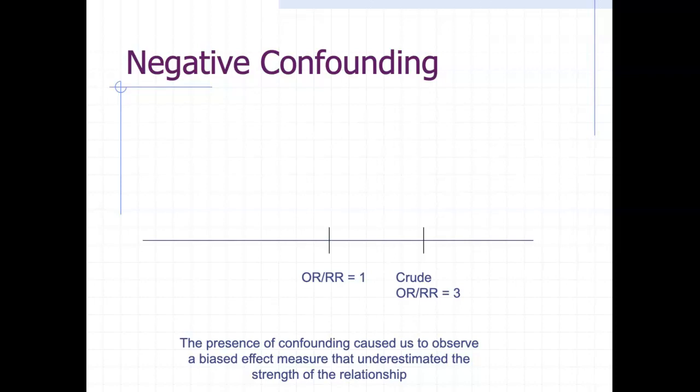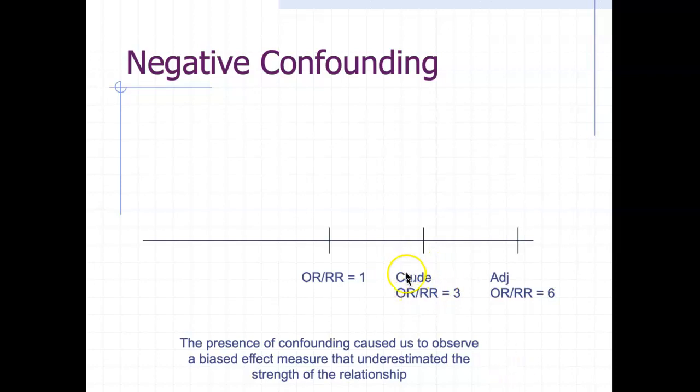That means this crude measure is a biased measure of association. It is not the best measure that we should be using to quantify the relationship between our variables. So let's say this is our biased crude measure, and let's say we calculate our adjusted measure. This adjusted measure is going to be a much better, more valid measure of association between our variables of interest. When we have negative confounding, the presence of confounding caused us to calculate a measure that underestimated the strength of that relationship.